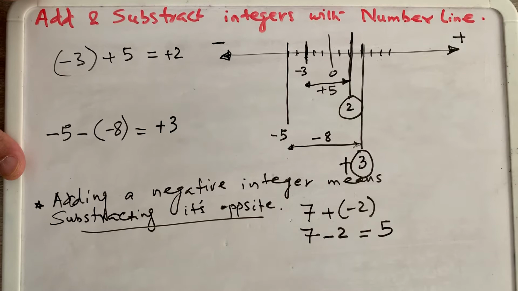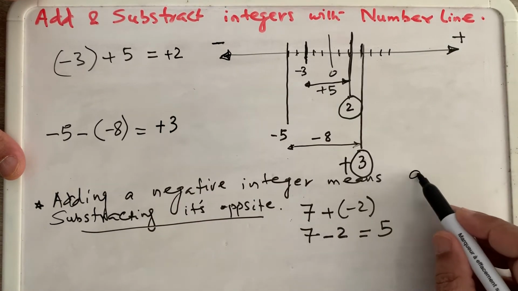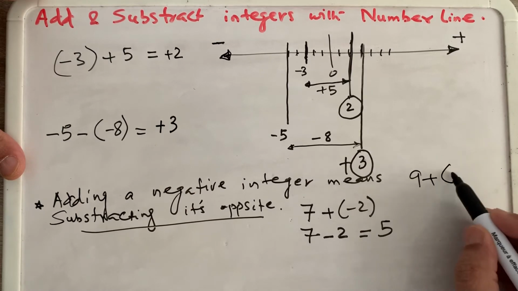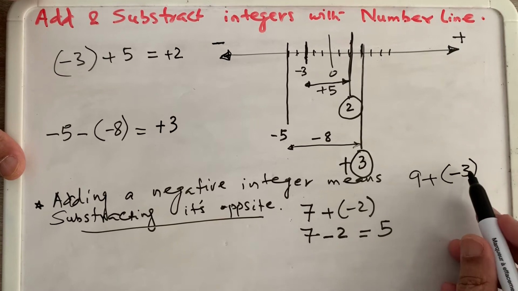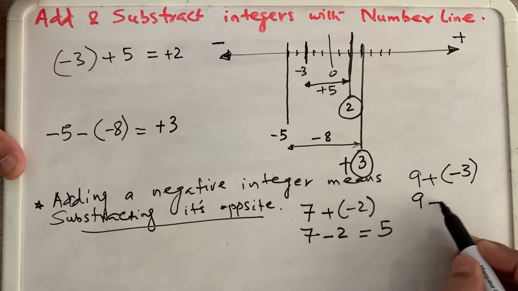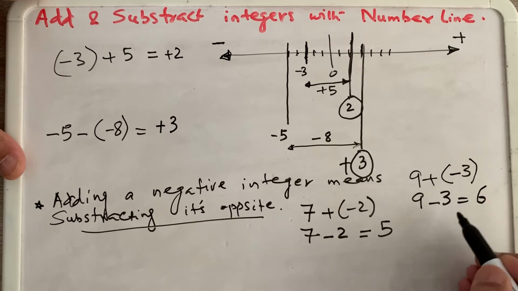So hope you understand this. I will take another example. Adding a negative integer means subtracting its opposite. Or you can take another example: 9 plus minus 3. So what I am doing? I have to add minus 3, but that means I have to subtract actually 3. So my answer is 6.